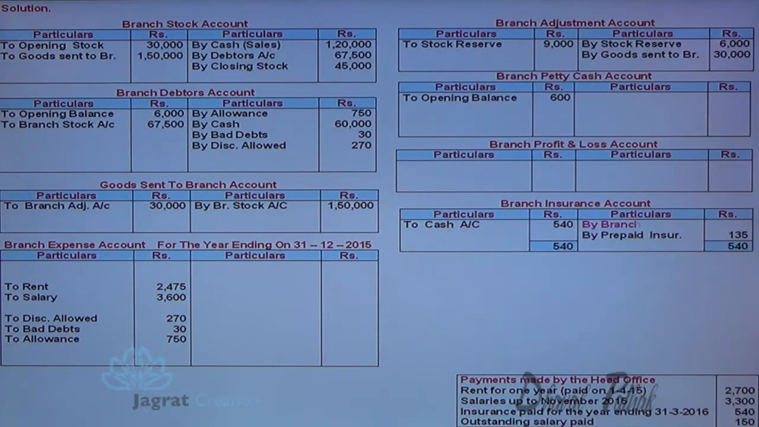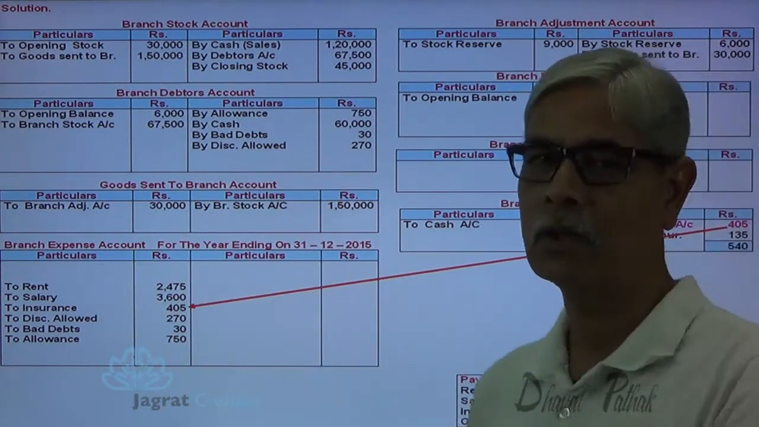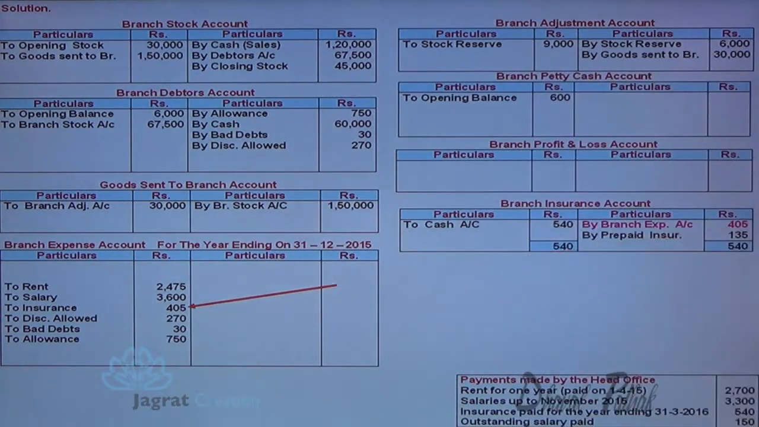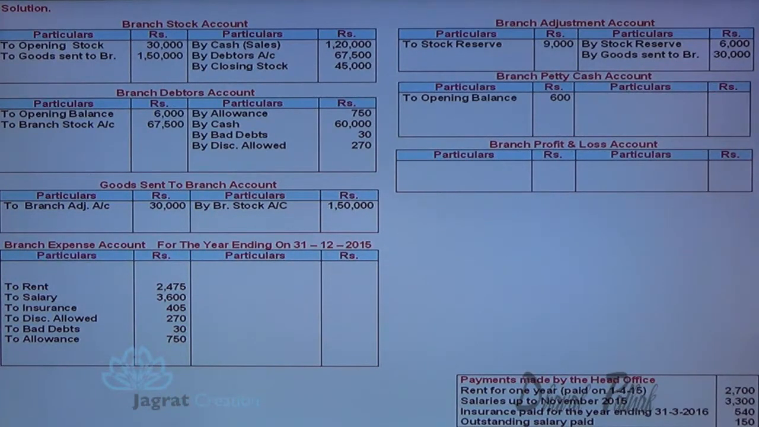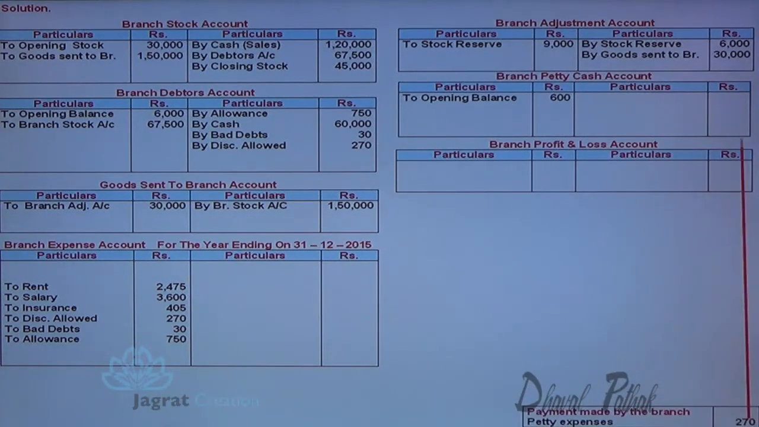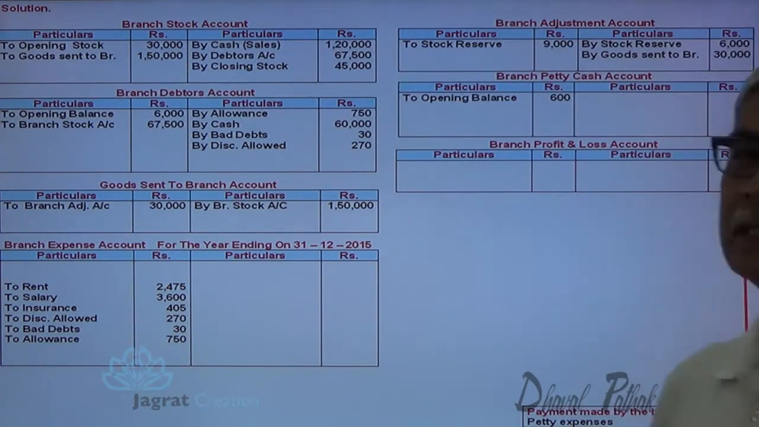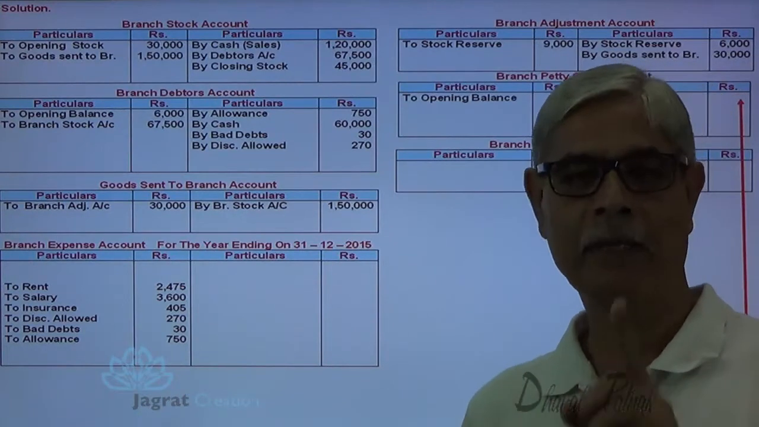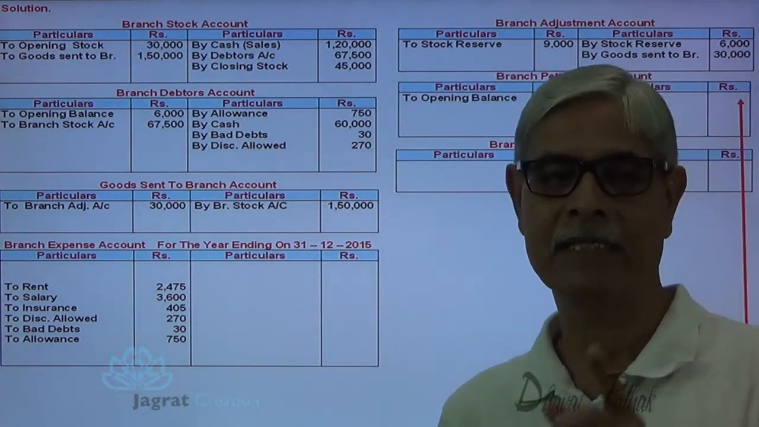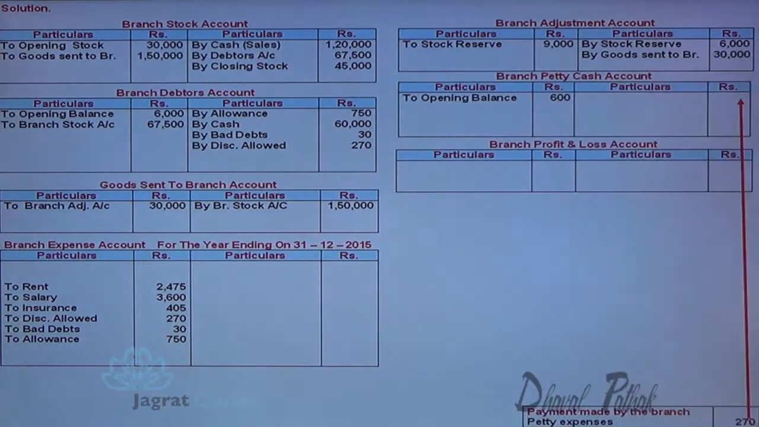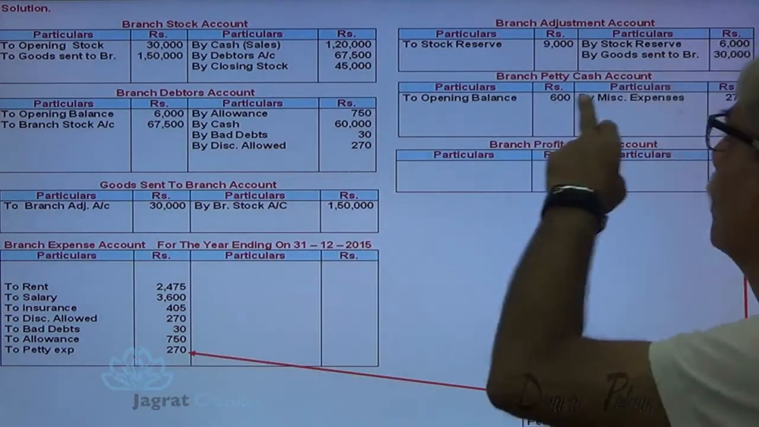Now, the insurance expense for the current year will be transferred to branch expense account. So, branch expense account debit to insurance account credit. Now, all these transactions are over. Next. Payment made by branch for petty expenses. So, petty expenses are paid by branch. So, petty expenses will be debited to branch expense account and branch petty cash account will be credited. So, branch expense account debit, petty expenses paid.